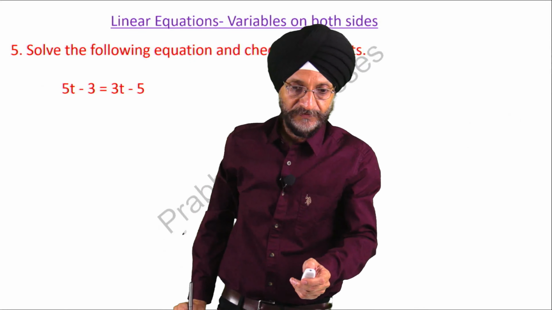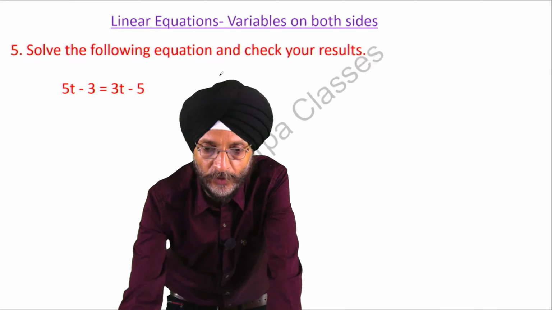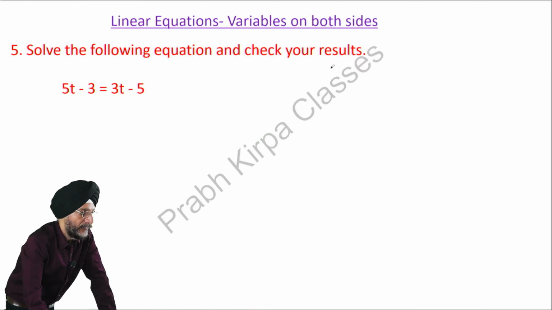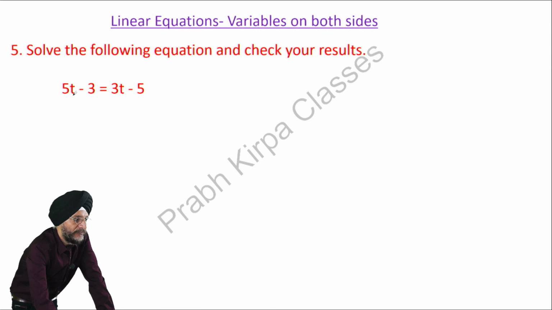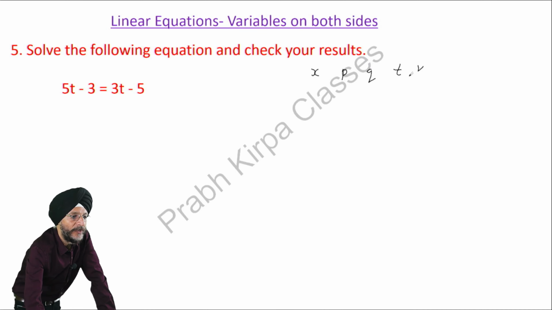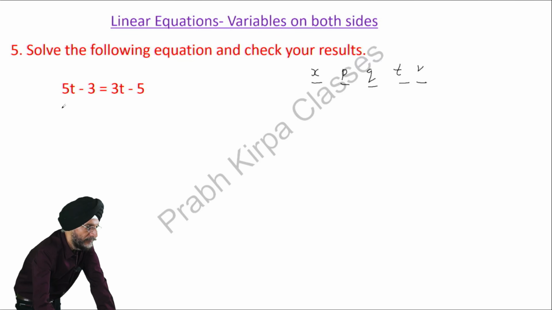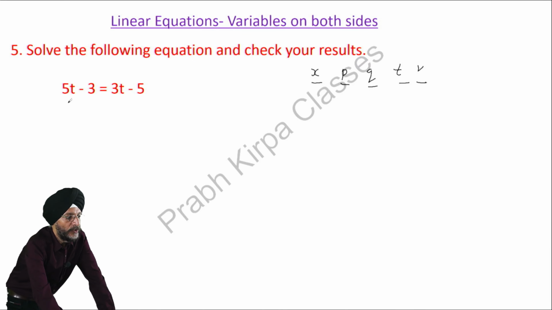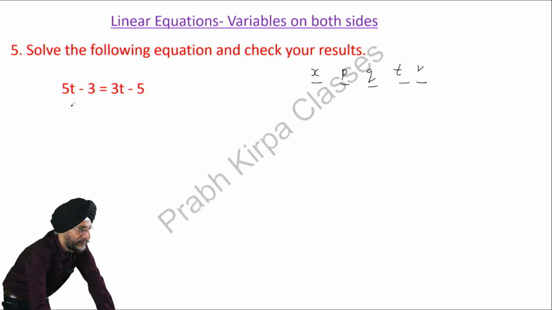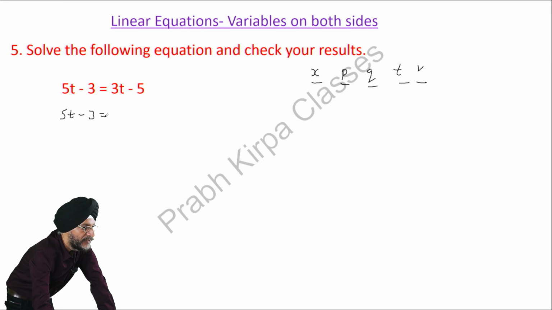So now the next question: solve the following equation and check your results. As already told, in case of single variable, the variable can be x, or it can be p, it can be q, it can be t, it can be v, or any other letter. It can be taken as single variable. So here in place of x, the question has been taken as t. 5t minus 3 is equal to 3t minus 5.